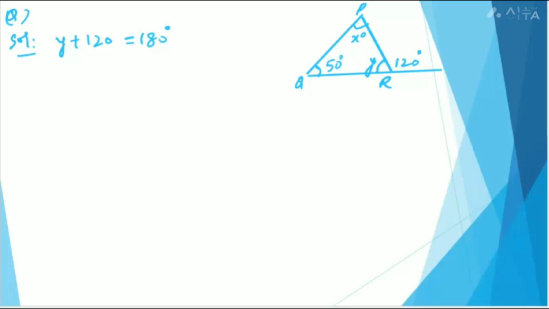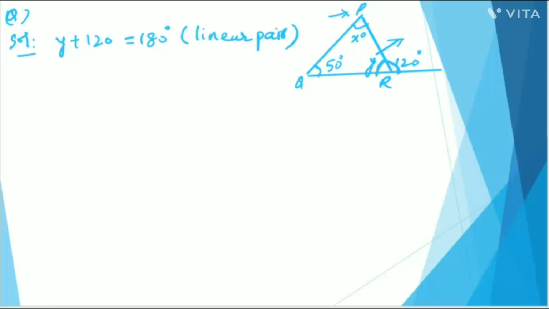The next example is, this is a triangle PQR. In triangle PQR, we have to find this value y. It is given as, this is given as 120. So from here to here is a linear pair. Always remember, this is a linear pair.